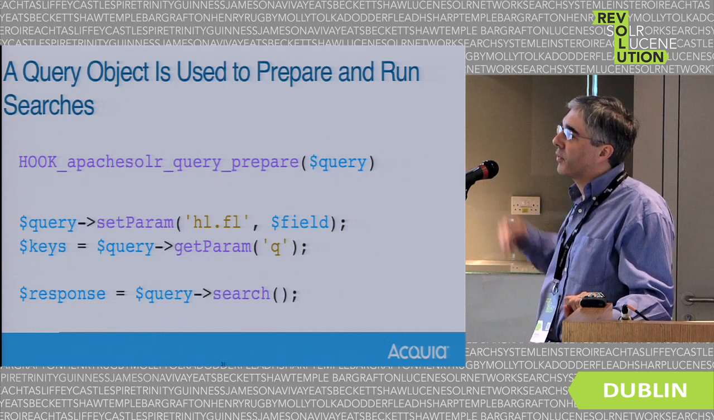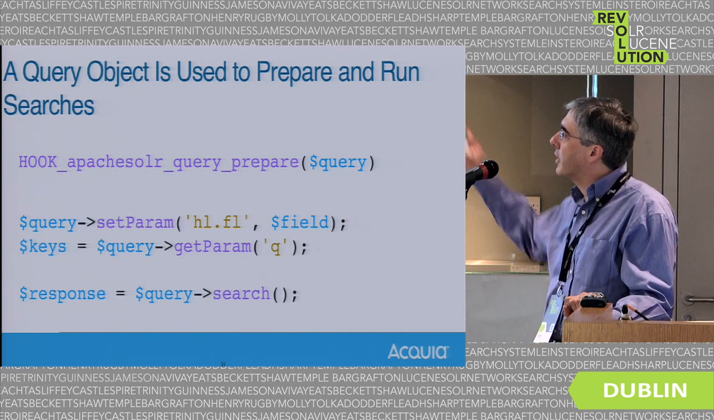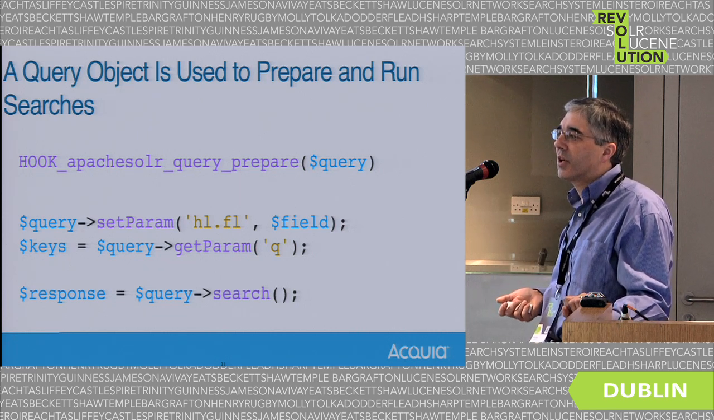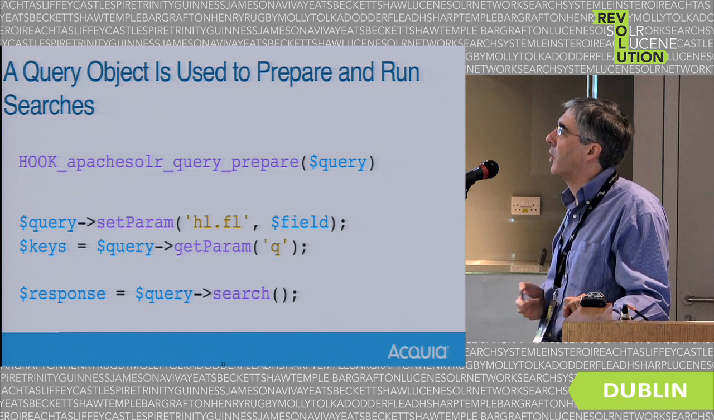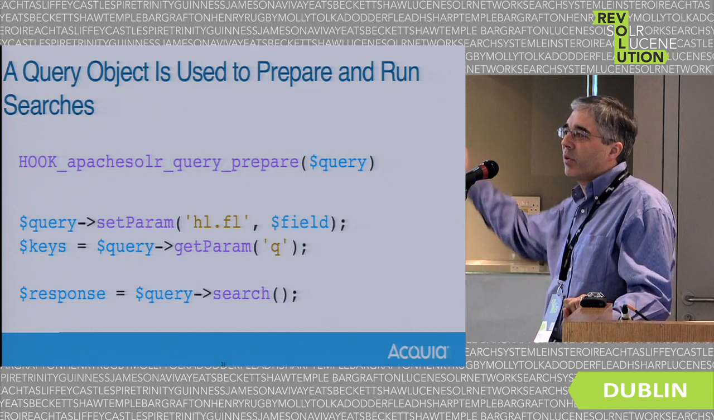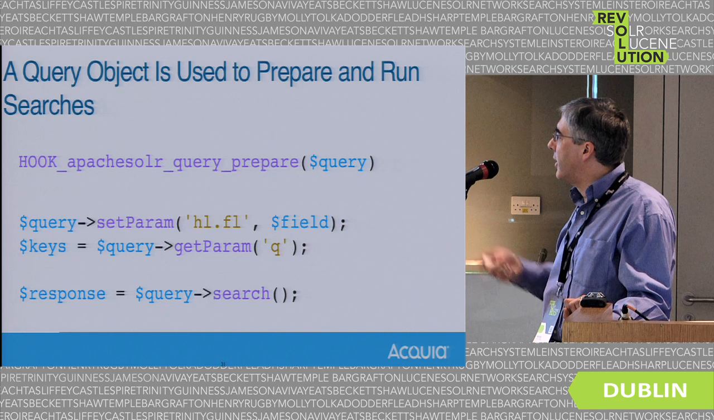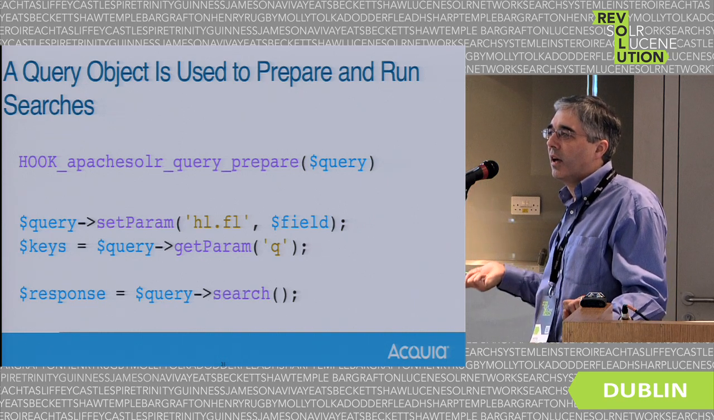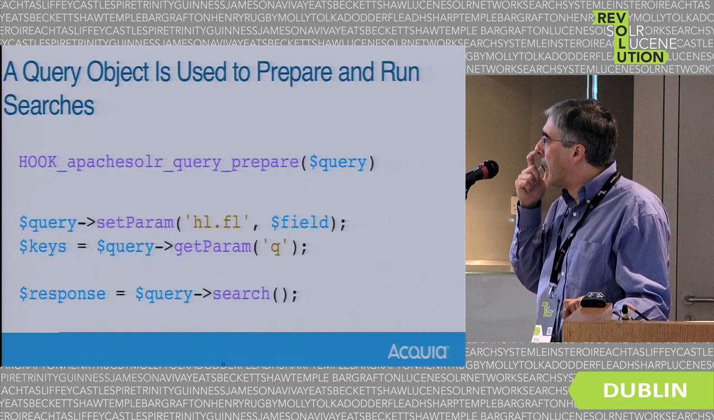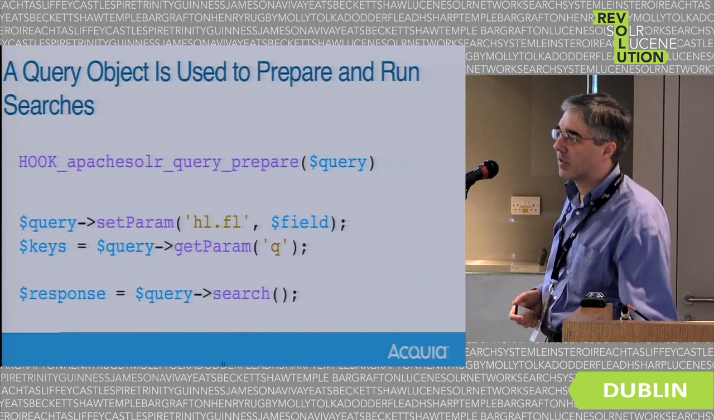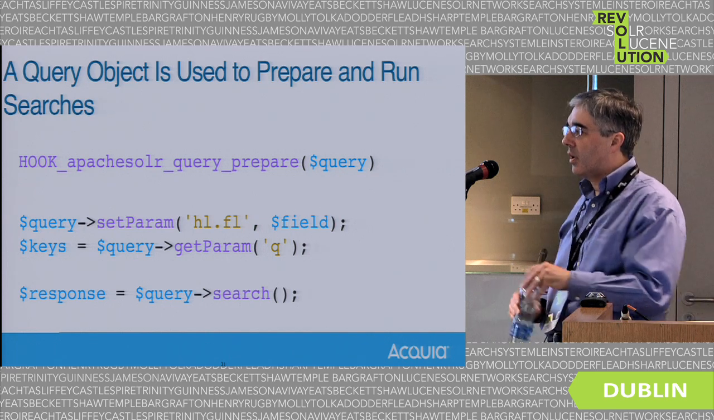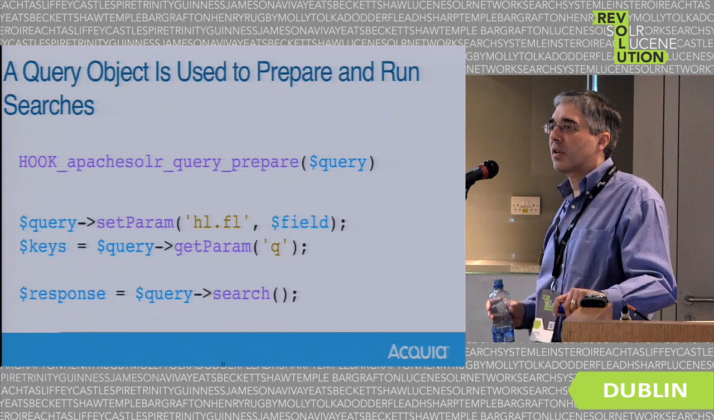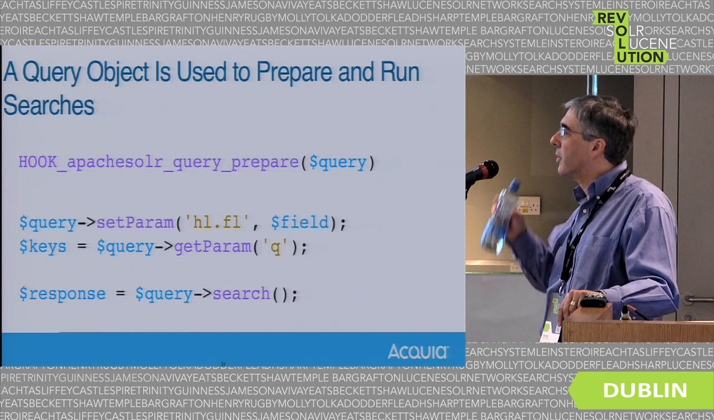Within the normal flow, if I have a search page, there is this hook, Apache Solr query prepare, where you get called and passed a query object, and you can call methods on it. If you know the Solr API, for example, and you want to change the highlighting parameters, you can just set those parameters. If you need to interrogate what parameters have already been set, you can call get parameter. And when you're ready, you can just invoke the search method, and this will get you a result object that has a decoded data structure representing the result that came back from Solr.